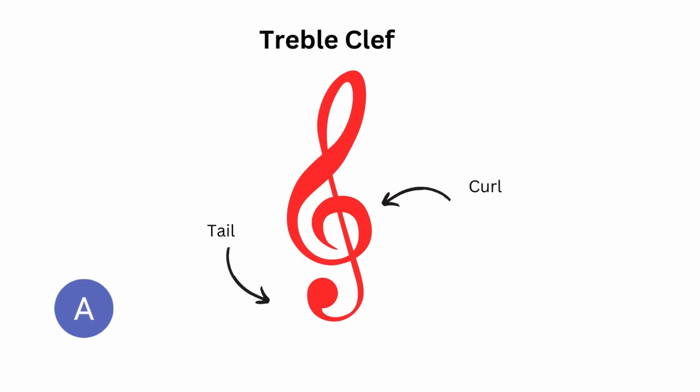All right, so right in front of you in the red is what we call the treble clef. Now, if you look at this, at the end there's like a tail, and towards the middle there's a little curl, and this will come in handy later. So let's remember what this looks like.